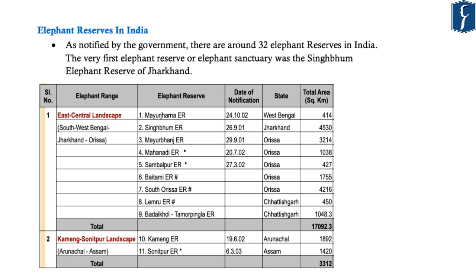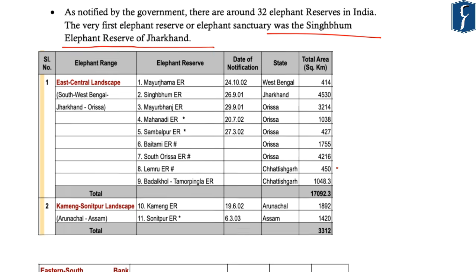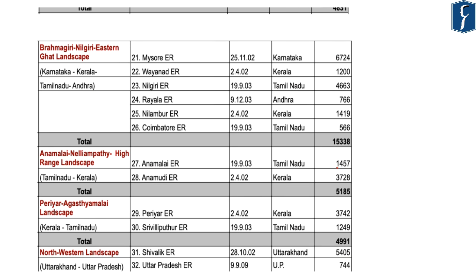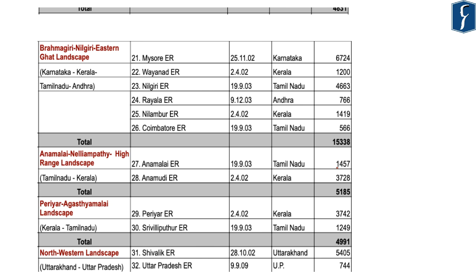Now, as per the Government of India, there are 32 elephant reserves in India. And the very first elephant reserve or elephant sanctuary was the Singhbhum Elephant Reserve of Jharkhand. Now, in the PDF, we have provided you the list of all 32 elephant reserves in India. So what you can do is go through this entire list and also the states in which these elephant reserves are situated.